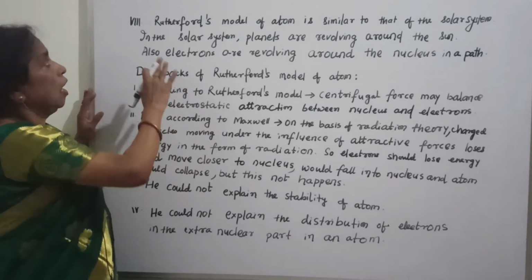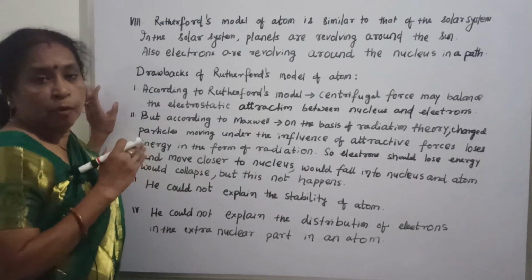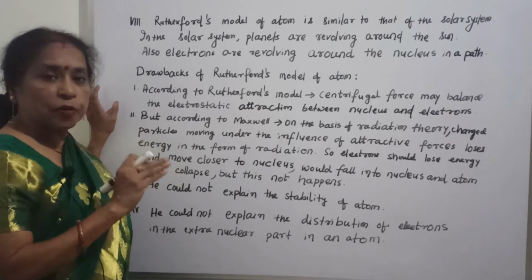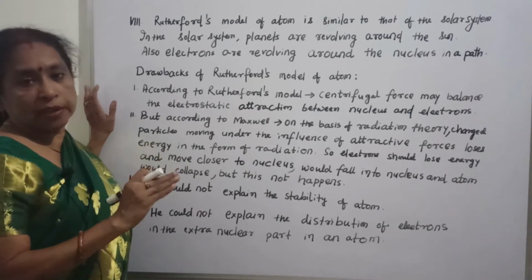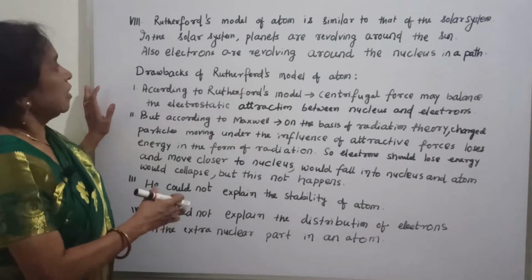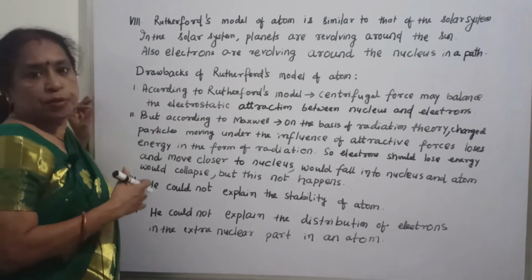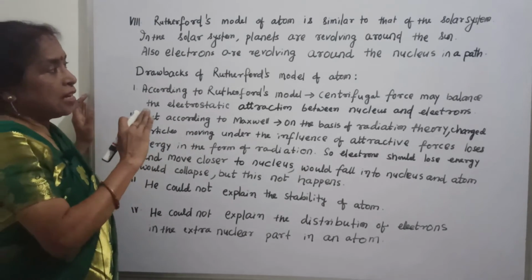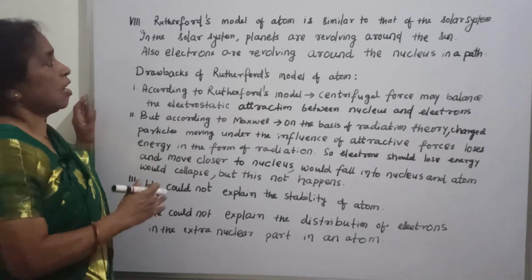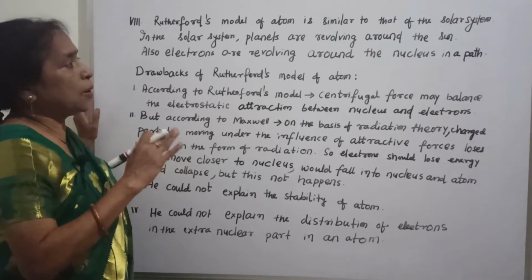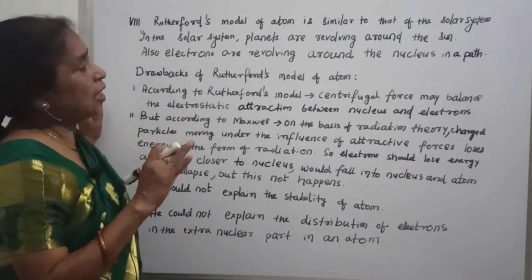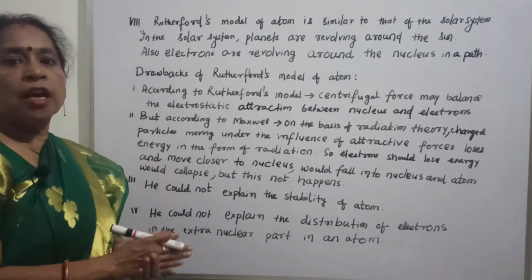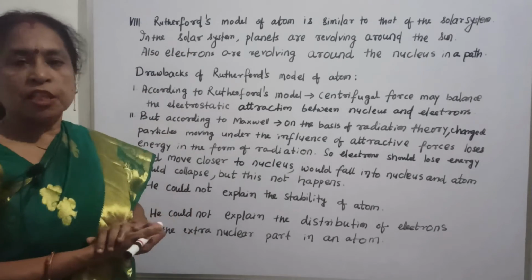I told in the 7th point that the electrons revolve around the nucleus in a circular path, which is called an orbit. Just like here you can observe the solar system. In the solar system, the planets are revolving around the sun. Rutherford's model also is similar to that solar system.